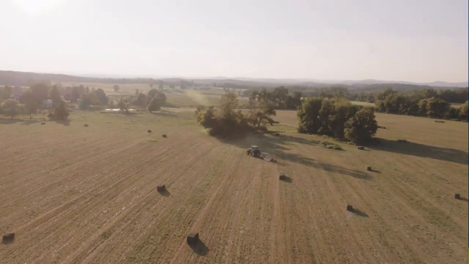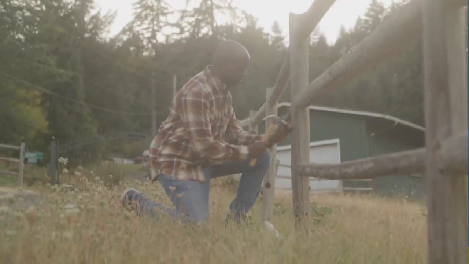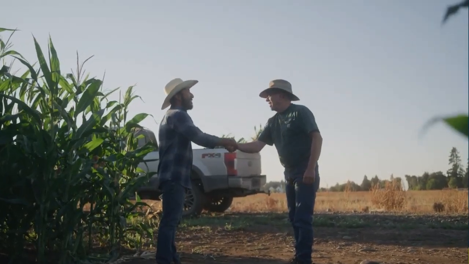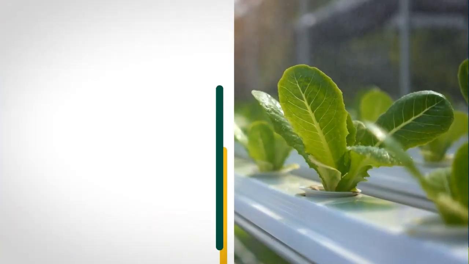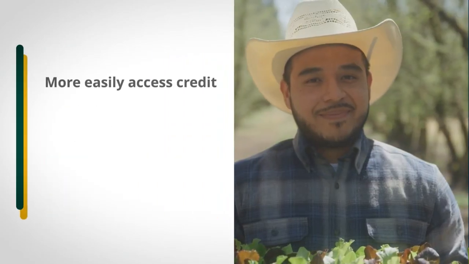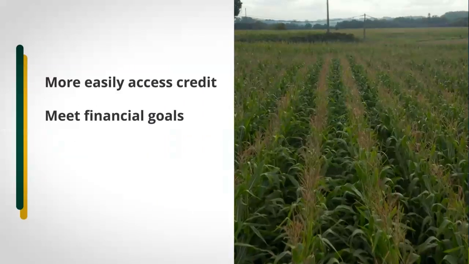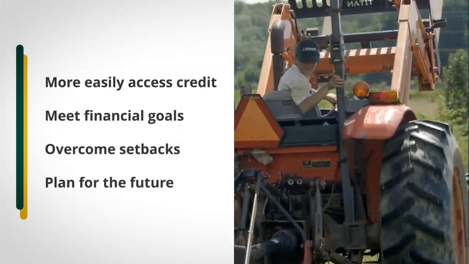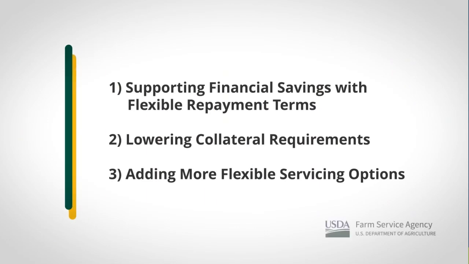USDA's Farm Service Agency is committed to helping America's farmers and ranchers thrive. And sometimes that means changing the way we do business. So this year, we're making big changes to our farm loan programs. Changes that'll help our customers more easily access credit, meet their financial goals, overcome unexpected setbacks, and plan for the future. Here are the 3 biggest changes we're making.